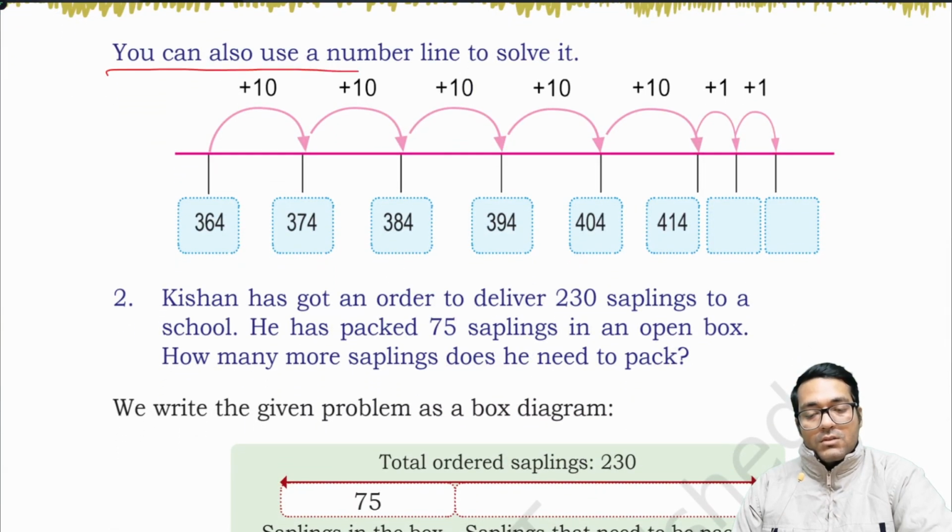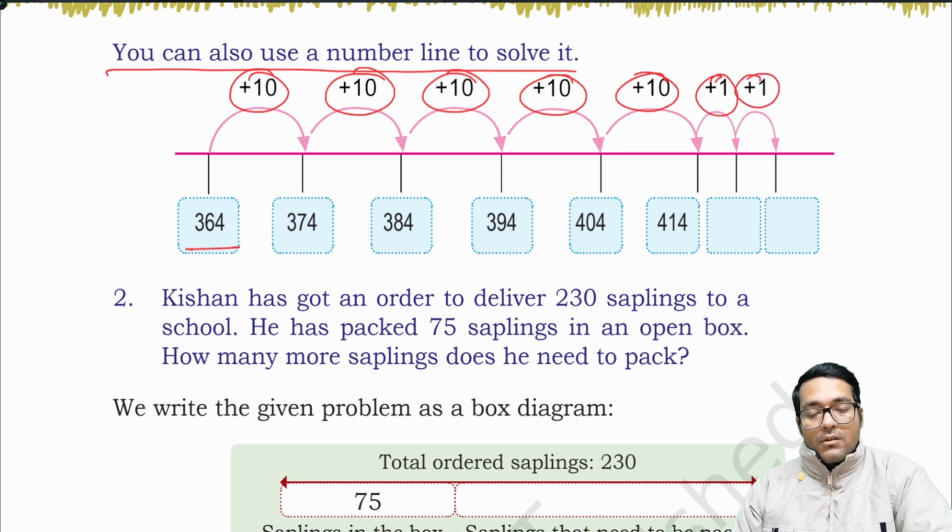You can also use a number line to solve it. You can see 364 written here. Increase that by 52. That is 10 plus 10 plus 10 plus 10 plus 10 plus 1 plus 1. 374, 384, 394, 404, 414, then adding 1 will give you 415, then again 1, 416.